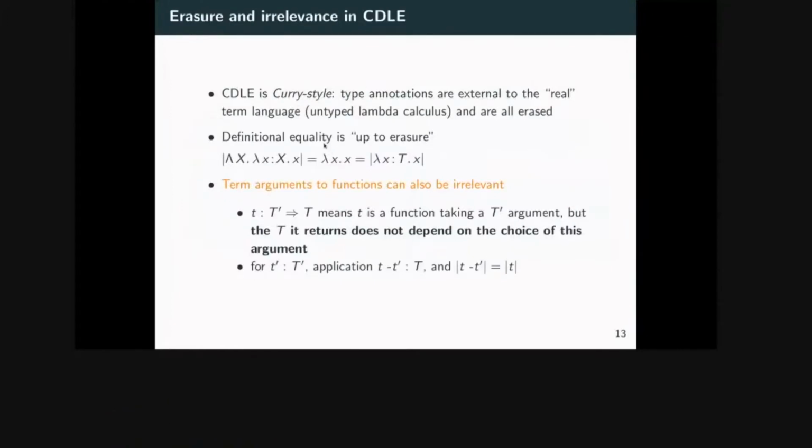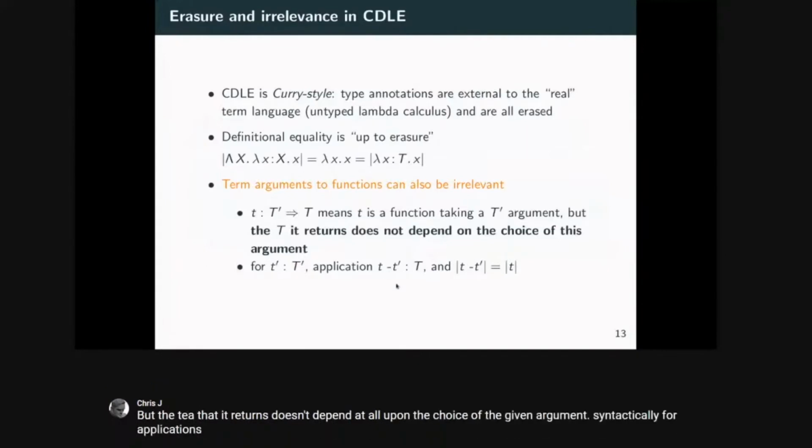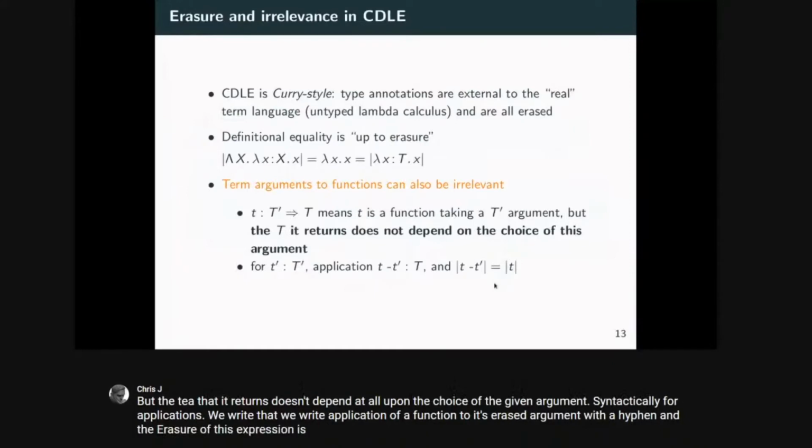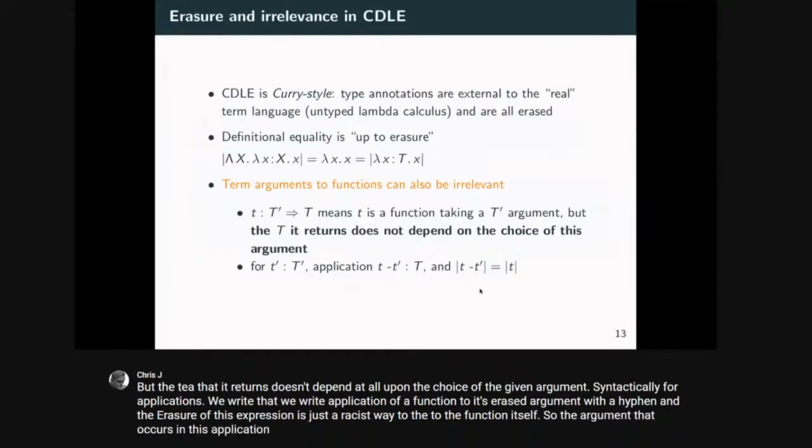One of the ways in which Cedille extends the calculus of constructions is that not only type arguments, but term arguments to functions can be irrelevant also. This is written here with a hyphen. Little t has type T' open arrow T to mean that t is a function taking some T' argument, but the T that it returns doesn't depend at all upon the choice of the given argument. Syntactically, we write application of a function to its erased argument with a hyphen, and the erasure of this expression is just the function itself. So the argument that occurs in this application disappears.